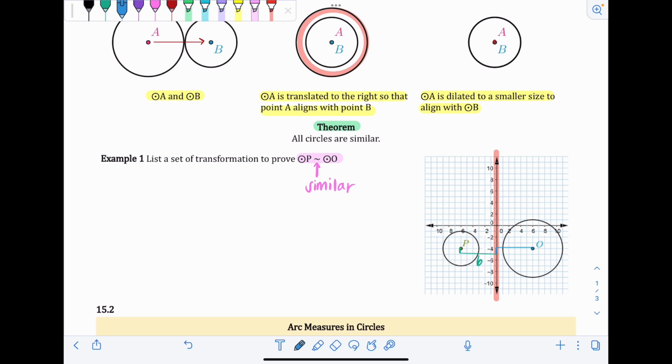So we can also talk about it in terms of reflection. I'm going to put both of those down, but you really just need one or the other, reflection or translation. So I'm going to say reflection over the y-axis, and then in parentheses I'm just going to say or translate 12 to the right.